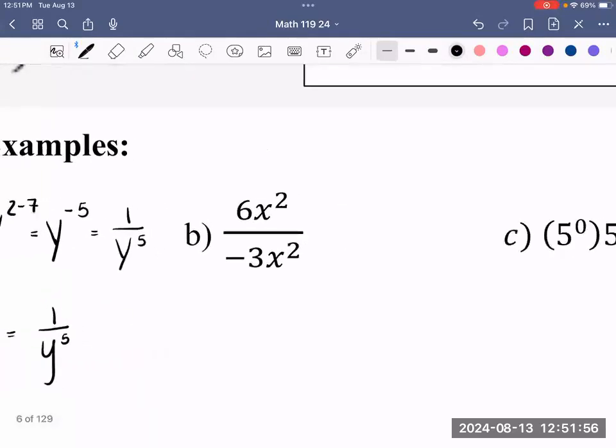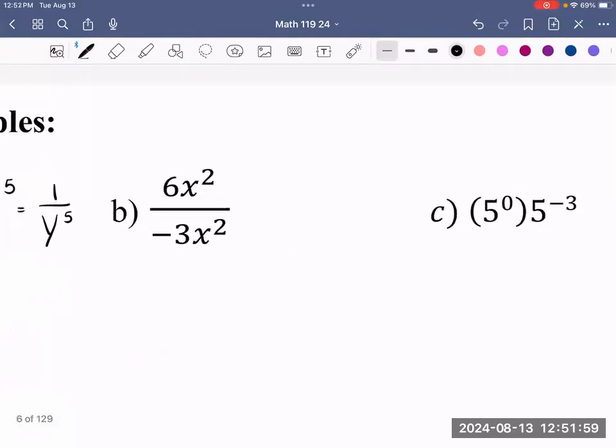All right, let's take a look at B. Sometimes it helps to look at your coefficients first. We have 6 up top and a negative 3 below. So 6 divided by a negative 3 will give us a negative 2. Then we can look at your x values. We have 2 above and again 2 below, and we can go ahead and cancel 1 for 1. And you're left with just the negative 2.